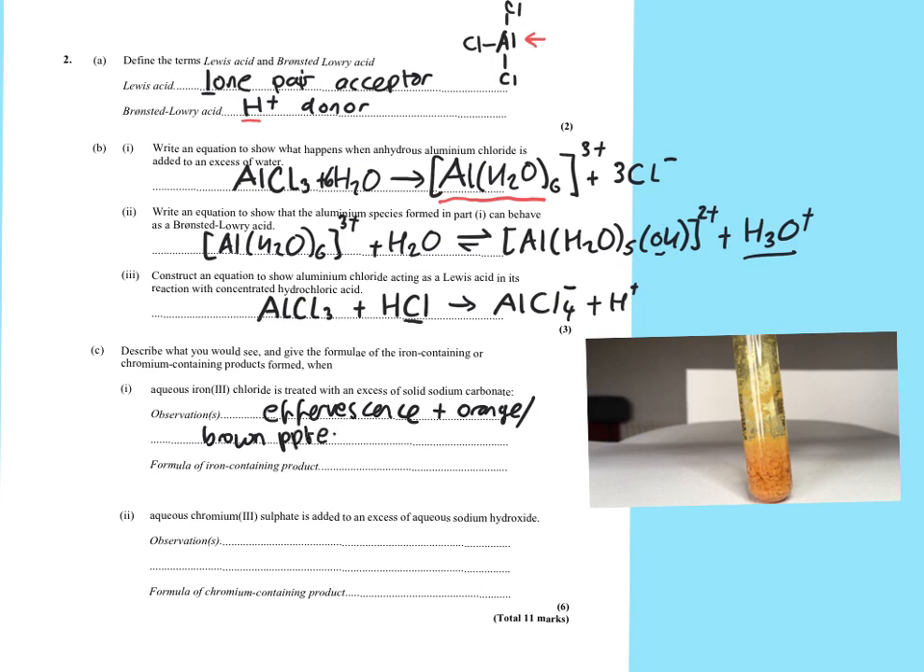The formula of the iron-containing product. Well, let's write an equation for that reaction again. Remember that the [Fe(H2O)6]3+ is very acidic, and it's reacting with the carbonate ion.